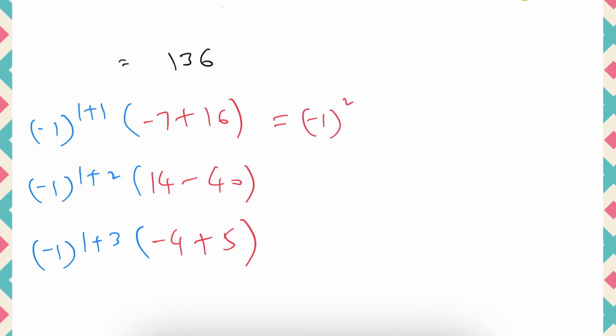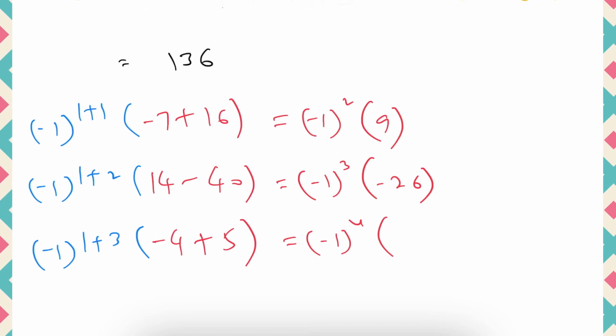Which equals minus 1 power 1 plus 1 is 2, into minus 7 plus 16, it will become 9. Minus 1 power 1 plus 2 is 3, into 14 minus 40, which is nothing but minus 26. Minus 1 power 1 plus 3 is 4, into minus 4 plus 5 is 1. Let us simplify this now. Minus 1 squared is plus 1 into 9. Next, minus 1 power 3 is minus 1 into minus 26, which gives plus 26. Next, minus 1 power 4 is plus 1 into 1 only again.